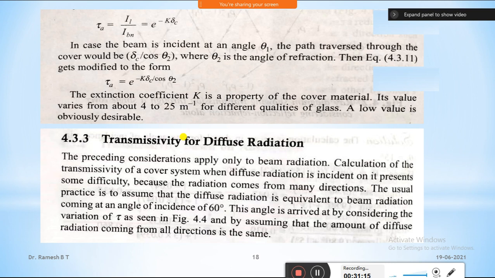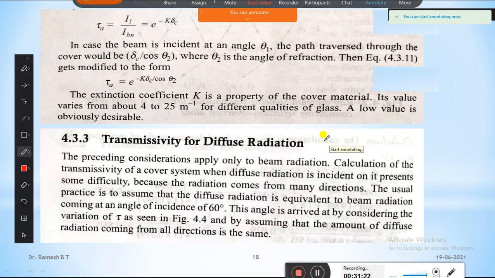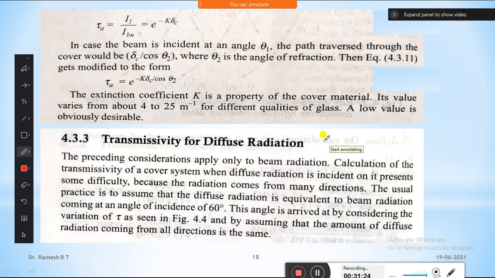And now the transmittivity for diffused radiation. One more is there, the radiation which includes diffused as well as beam radiation. Beam or direct radiation reaches the earth's crust directly from the sun, but diffused means it is a scattered or reflected one. So the preceding consideration applies only for the beam radiation.